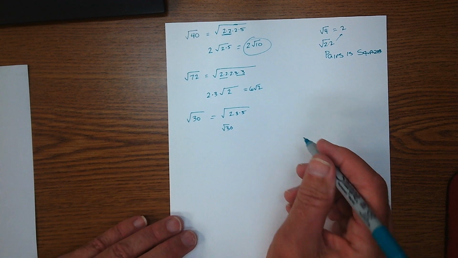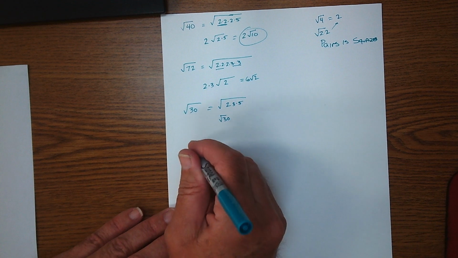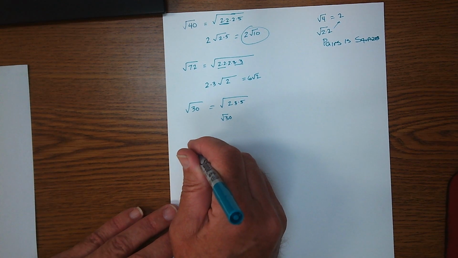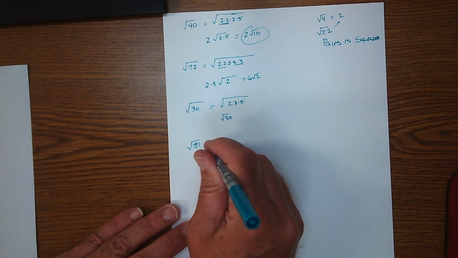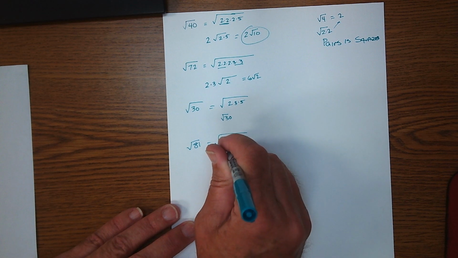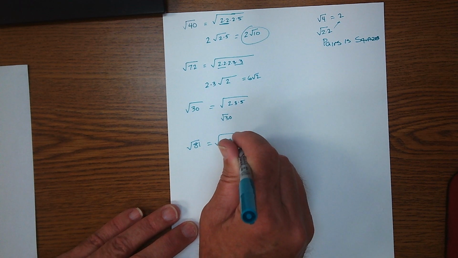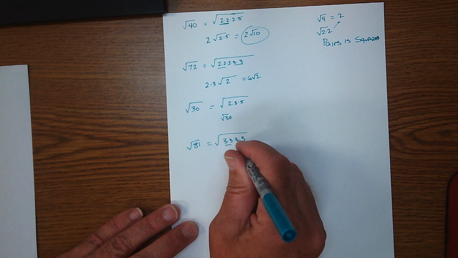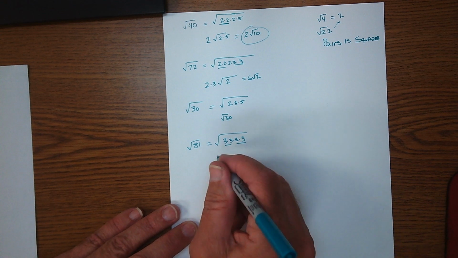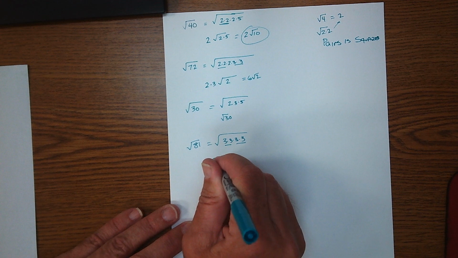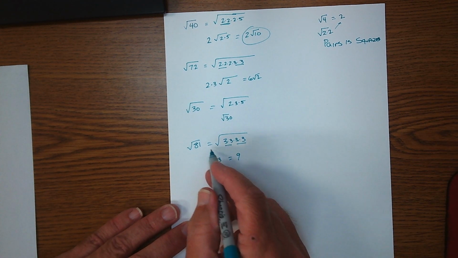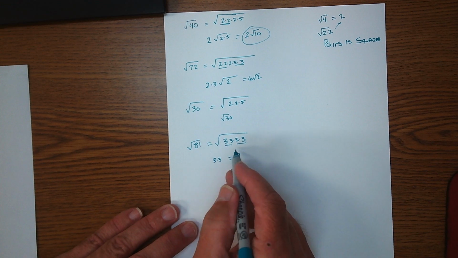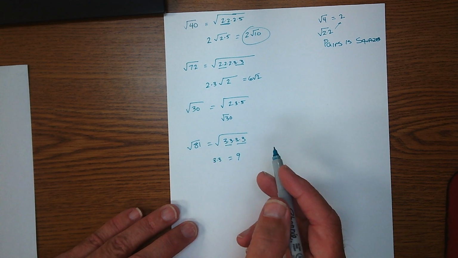Now, if I do one like, let's do, I don't know, 81. Its primes are 3 times 3 times 3 times 3. That means that everything comes out in pairs. So I'm bringing the two 3's out. Nothing is left inside, so the answer is just 9. That means that this is a perfect square number. When everything comes out, it is a perfect square number.